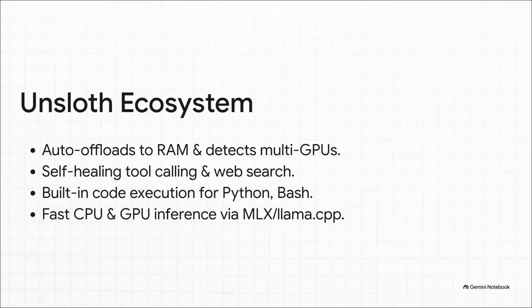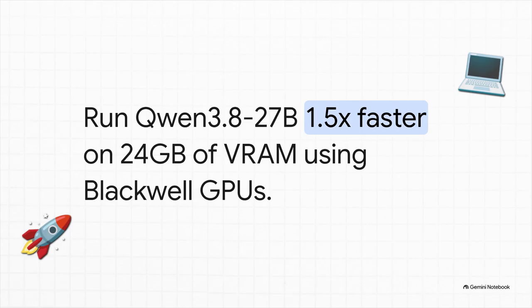What makes the Unsloth Desktop app so incredibly powerful is that it acts as a complete, out-of-the-box, open-source AI ecosystem. Under the hood, it automatically offloads processes to your system's RAM and seamlessly detects multi-GPU setups if you have them. But on the user end, it enables self-healing tool calling, live web search, and even built-in code execution for Python and Bash. It leverages MLX and llama.cpp for incredibly fast inference whether you are leaning on your CPU or your GPU.